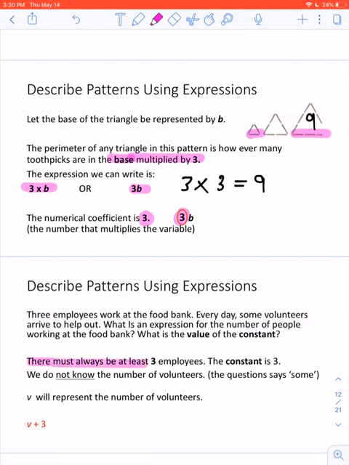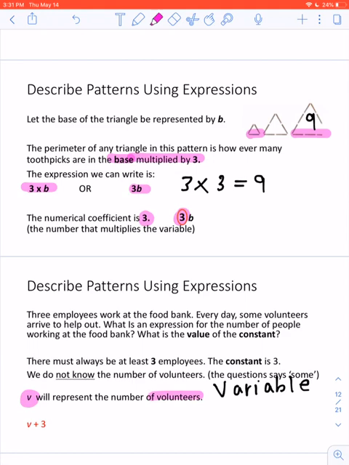There must always be 3 employees. That can't change. They're not allowed to run unless they have 3 employees. We do not know the number of volunteers. Some days they might have 10, some days they might have 2, because the volunteers aren't employees. They're not getting paid. They don't have to be there. It's just when they want to volunteer their time. So that means that the volunteers is going to be the variable. Remember, I said the definition of the word variable means it can change. So in this case, we are going to use V to represent our volunteers, which is our variable.